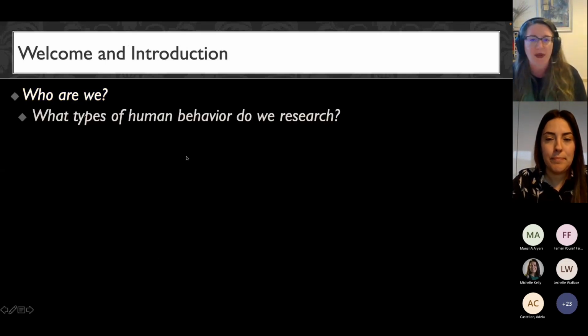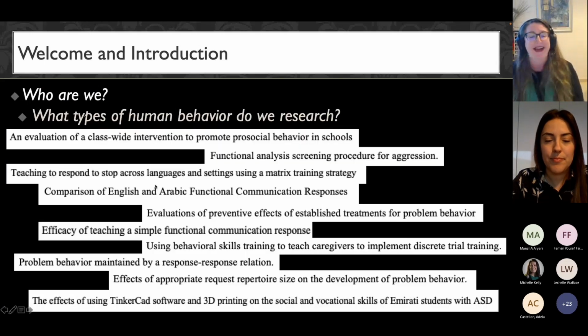So if you're curious what types of human behavior research we look at, Belen and I have a broad portfolio, our hands in a lot of pies. So we're interested in skill acquisition projects, behavior reduction, staff training, looking at stimulus control. There's a lot of technology involved in these. This is just a sample to give you the perspective that we're coming from here.